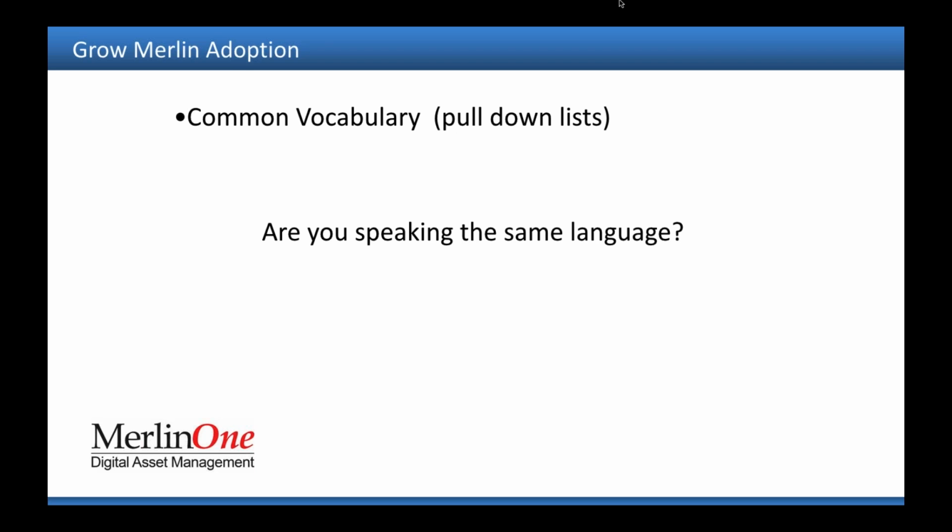Having a common vocabulary or a controlled vocabulary so that you have a pull-down list of terms for your users to use is a really useful thing, because you may say potato and I may say potato, but by having defined lists for your users to choose from, you're kind of guiding them in their searching. And this is a really, really important thing to help your users discover content. So it helps that you're using the same language.